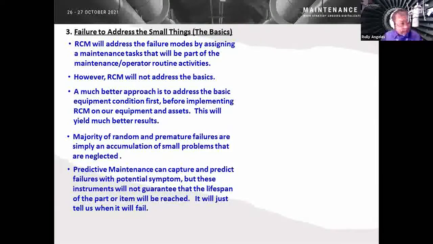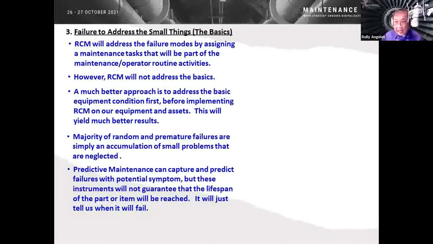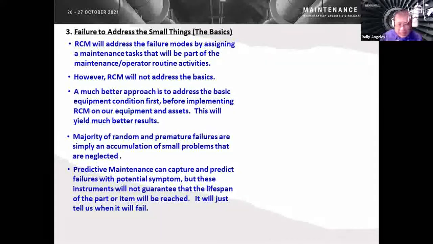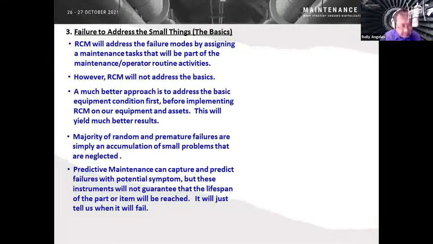Now, I have several references here, books by Japanese authors, TPM authors. And if the author is Japanese, I seldom see the word random failure. They use the term accelerated deterioration. And according to my good friend, Kate Mobley, random failure exists because we made them. What do I mean?